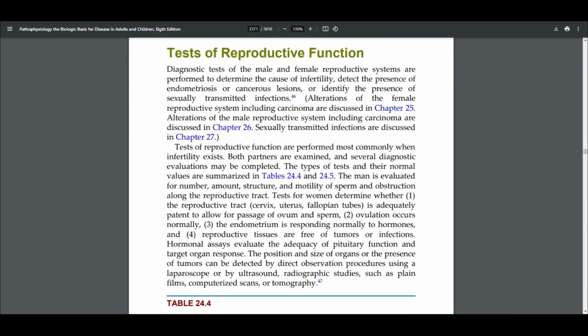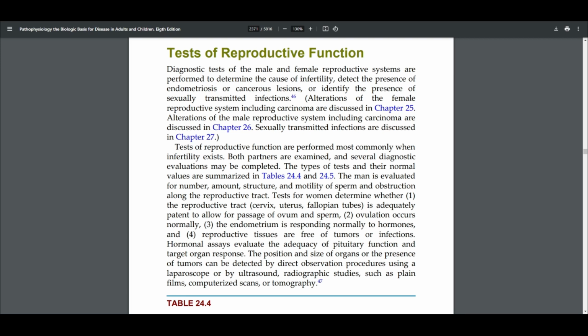Tests of reproductive function. Diagnostic tests of the male and female reproductive systems are performed to determine the cause of infertility, detect the presence of endometriosis or cancerous lesions, or help identify the presence of sexually transmitted infections. Tests of reproductive function are performed most commonly when infertility exists. Both partners are examined, and several diagnostic evaluations may be completed. The types of tests and their normal values are summarized in the following table.